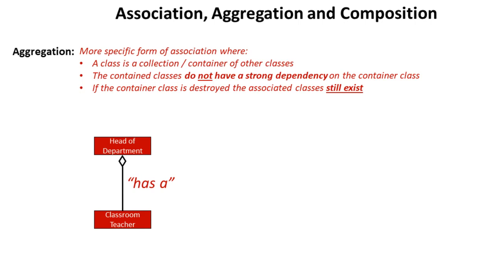We can see that here. We have a head of department. This is a collection or container class, and it has an association with a classroom teacher. Many classroom teachers can belong to a single head of department class. However, there is not a strong dependency. If the head of department class is destroyed, the classroom teachers can still exist independently, and this is signified by the clear diamond symbol.